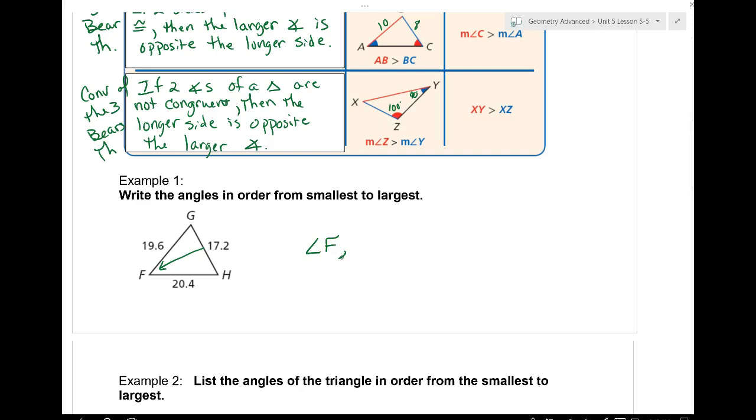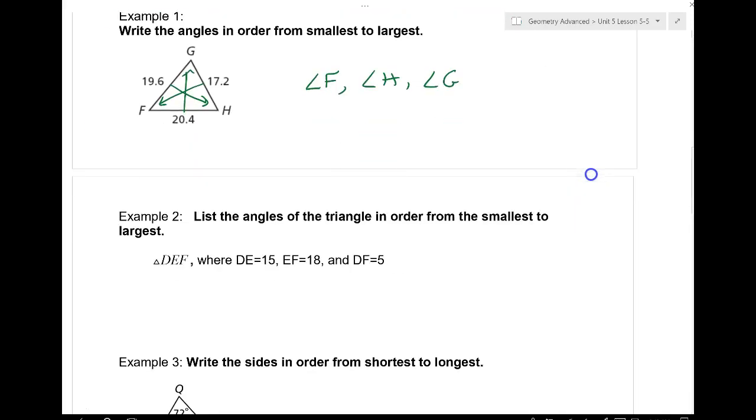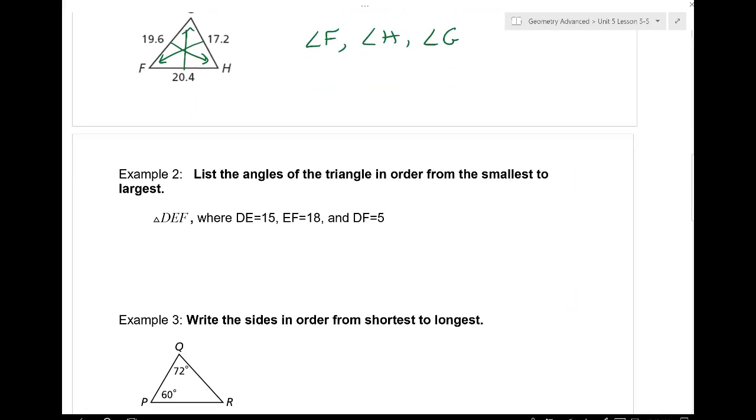Guys, where's mama bear side? Where's the middle side? So what's going to be your next angle? Angle H. And then what do I know here? That our papa bear side, 20.4, that means angle G is going to be the last. Is that hard? No, as long as you understand the common sense behind it. All right. Now, you guys do this one real quick.